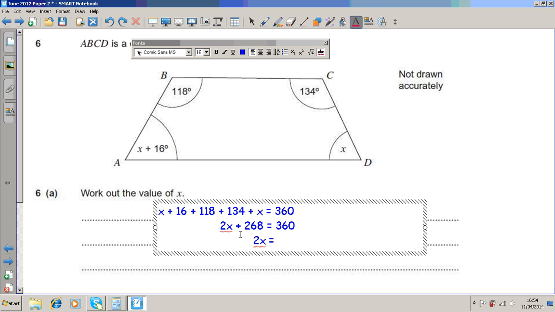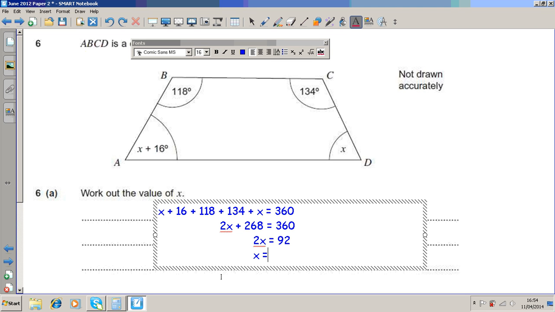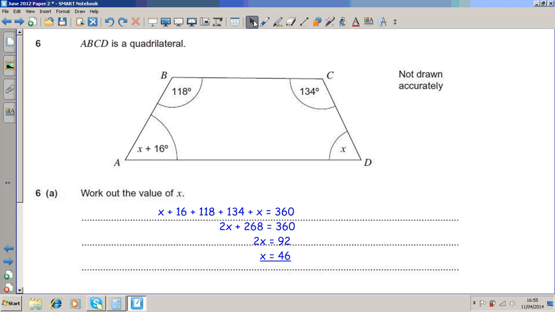Okay, so I put them together and put my x together. Now if I take 268 off of this, then I get my 360. 360 minus 268 is going to be 92. So x is going to be half of 92. 92 divided by 2, which is 46 degrees. Job's a good one.